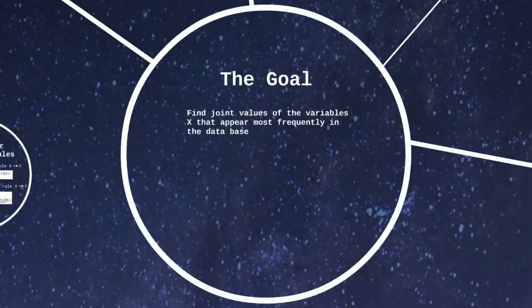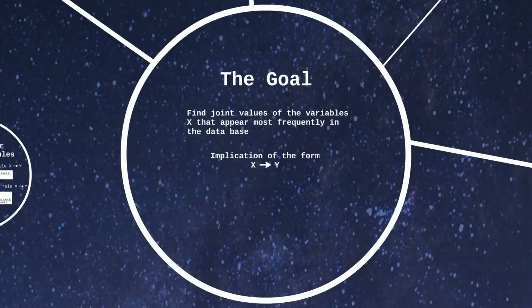So the goal of association rules is to find joint values of the variable x, our input, that appear most frequently in the database. That's kind of hard to understand, so maybe we can explain that a little further. An association rule is going to be an implication of the form if x then y, where x is the antecedent and y is the consequence of the rule. When we refer to antecedent from here on out, we're talking about the input, and y is going to be our consequence, what we get out of that rule or that association.